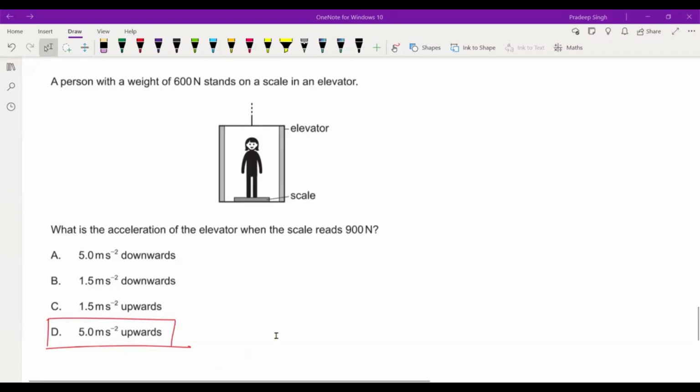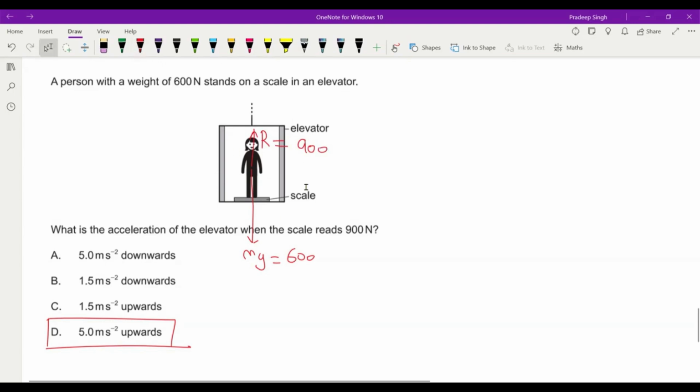Should I explain? Yeah. I got 5, but I didn't know if it was upwards or downwards. Okay. So tell me the forces acting on this person. Well, normal reaction force, and mg downwards, which is the weight, equal to 600. And then you have the normal reaction, which is upwards, and the value for that is 900. Yeah. These are the only two forces acting on it.